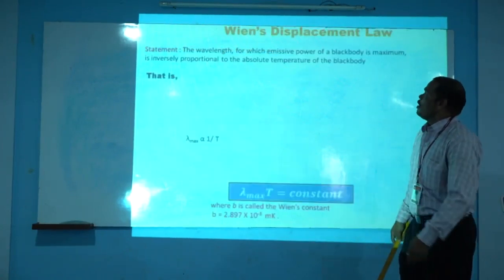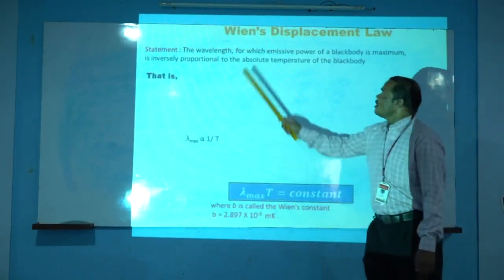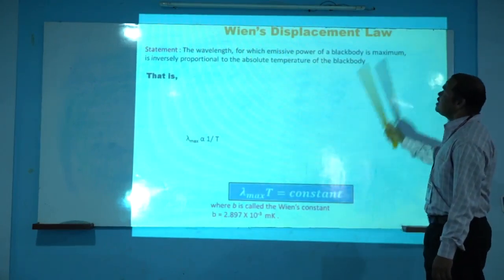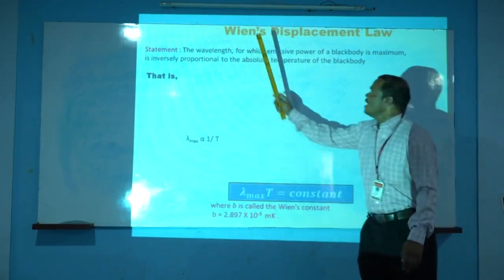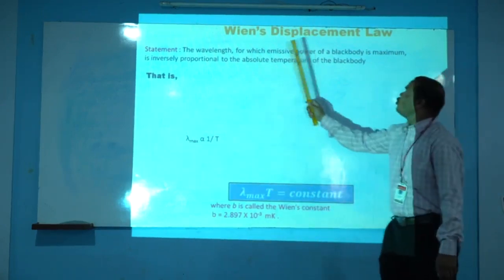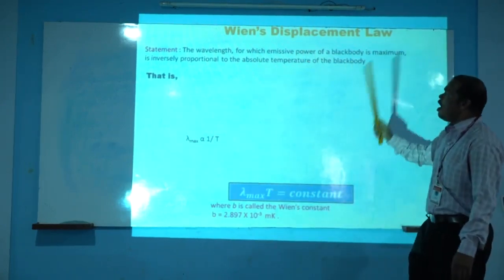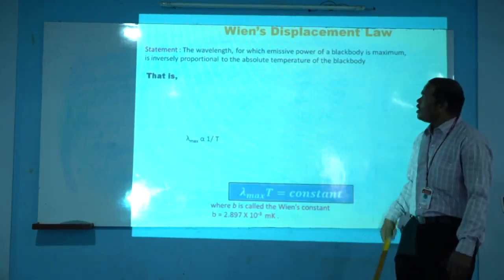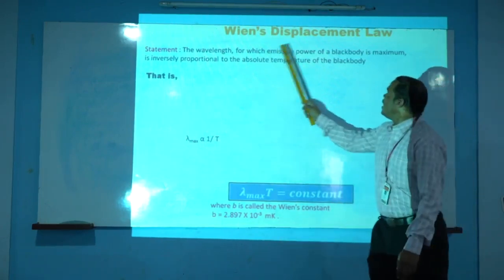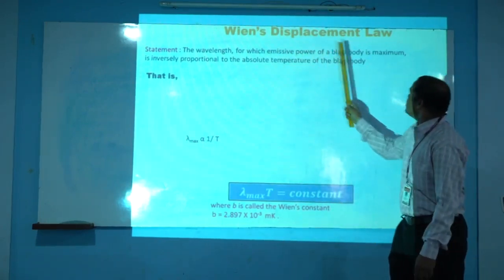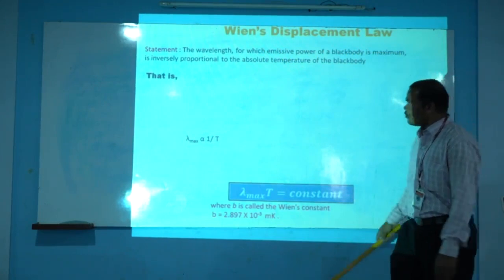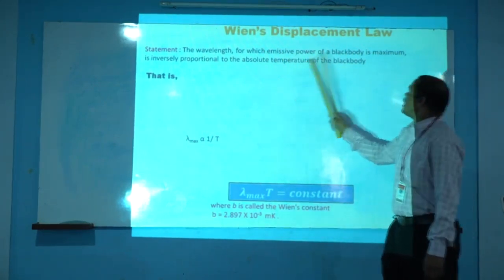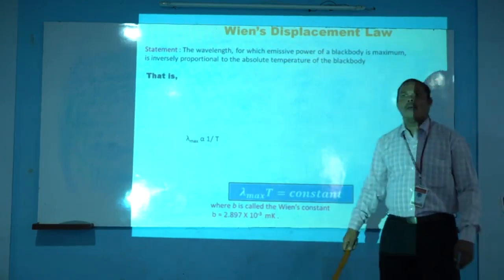Then the law states that the wavelength for which the emissive power of the black body is maximum is inversely proportional to the absolute temperature of the black body. Or we can say, in other words, the wavelength for which intensity of radiation is maximum is inversely proportional to the absolute temperature of the black body.